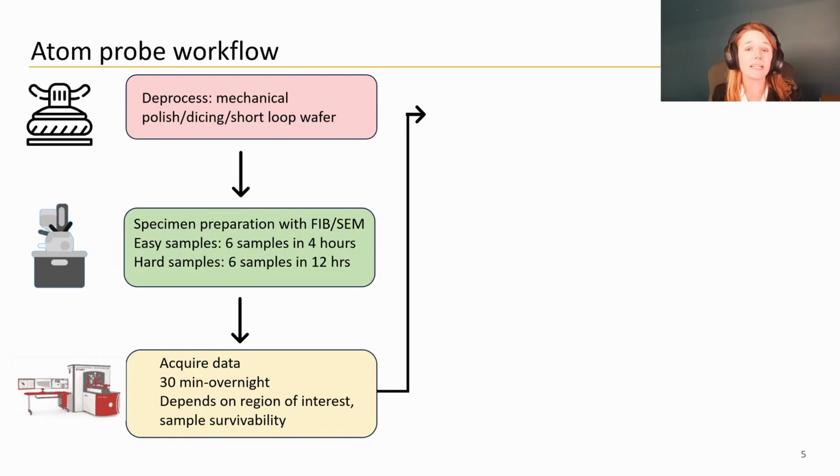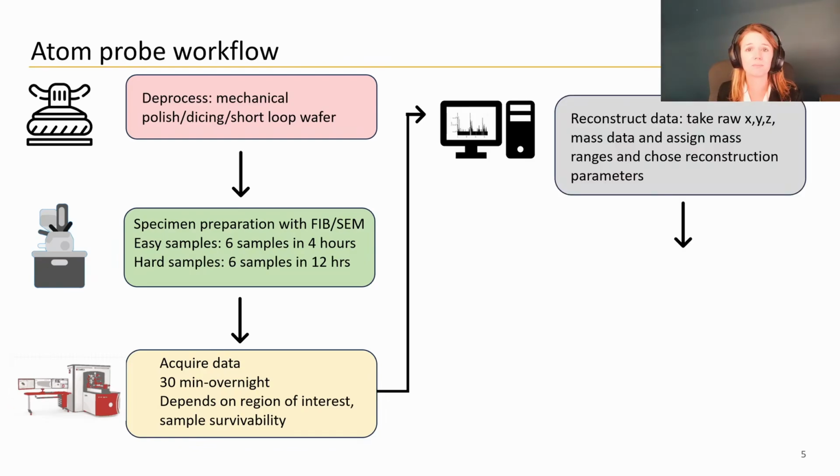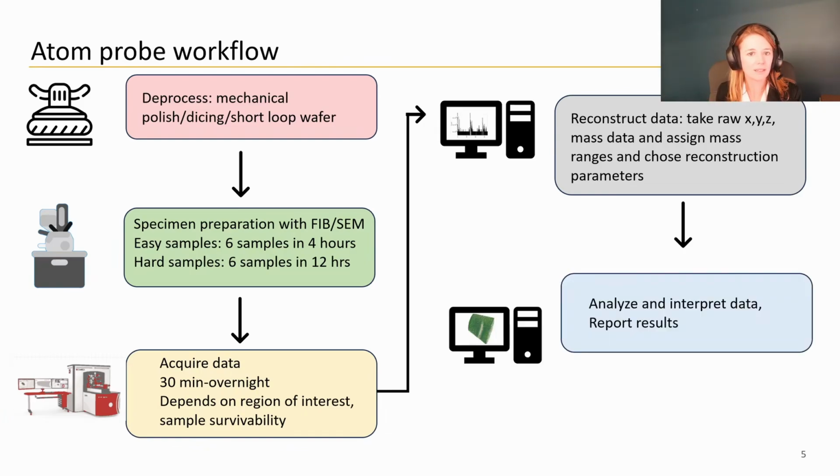We can then acquire the data in the Atom Probe, and this is totally variable depending on your sample survivability, where your region of interest is, and what your experimental goals are. But just to give you an idea, it can be anywhere from 30 minutes to, for a long data set, overnight. Then to reconstruct the data, that's applying those mass assignments to your position data. This could take anywhere from 5 minutes to an hour if you're being very careful. And then the analysis side is totally variable on how long that takes, depending on what the goals of your analysis are.